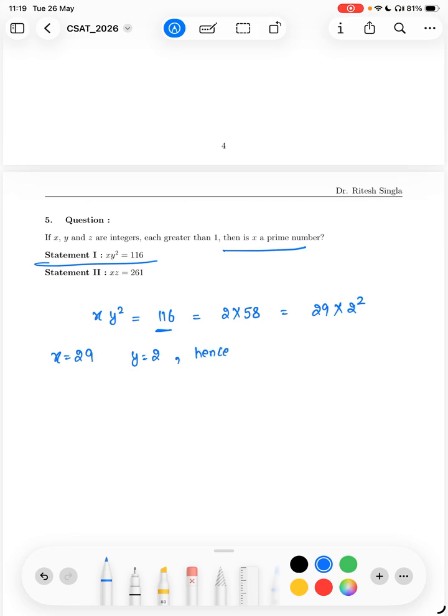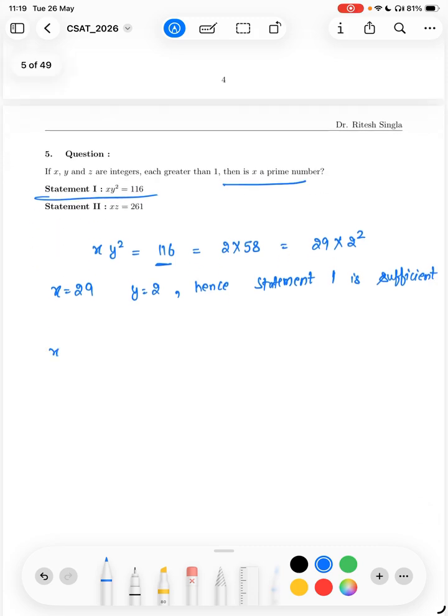Hence, statement 1 is correct. Statement 1 is sufficient. Right? From statement 1, we are able to do it. Let us see statement 2. x into z is 261. If you again see it, you will see that it is 29 into 9, which can be written as 29 into 3 into 3.